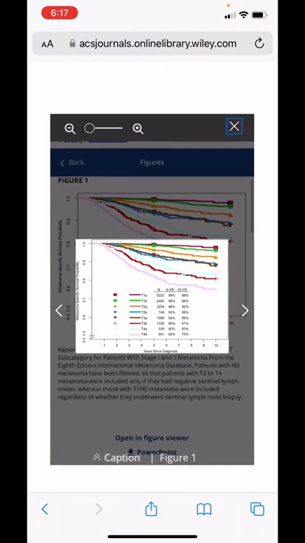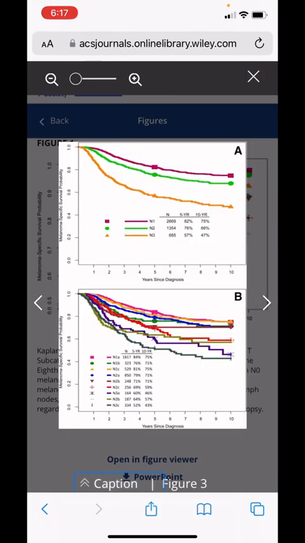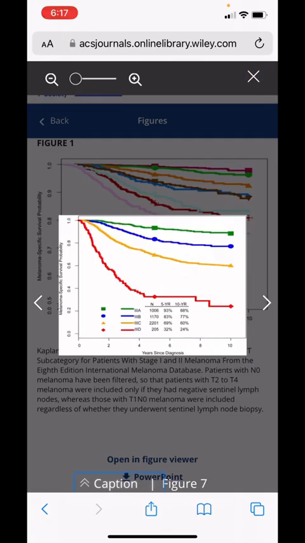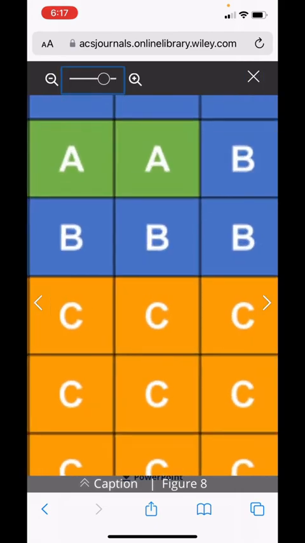Let's see if there are other figures. There are a lot of figures. Another figure that I like to look at is this one. This one is very helpful when you have, for example, a stage 3 melanoma and you need to know exactly what stage it is. So let's say in the example we discussed, let me just enlarge this. I'm not able to enlarge it. Yeah, I can here. Okay.